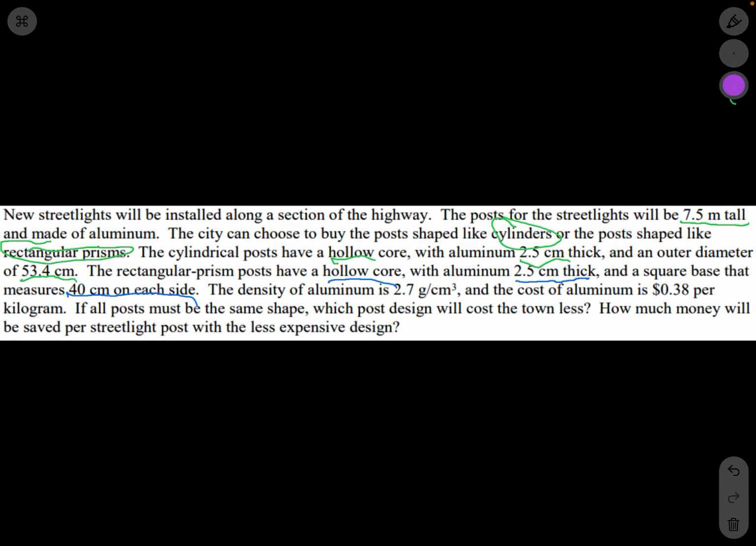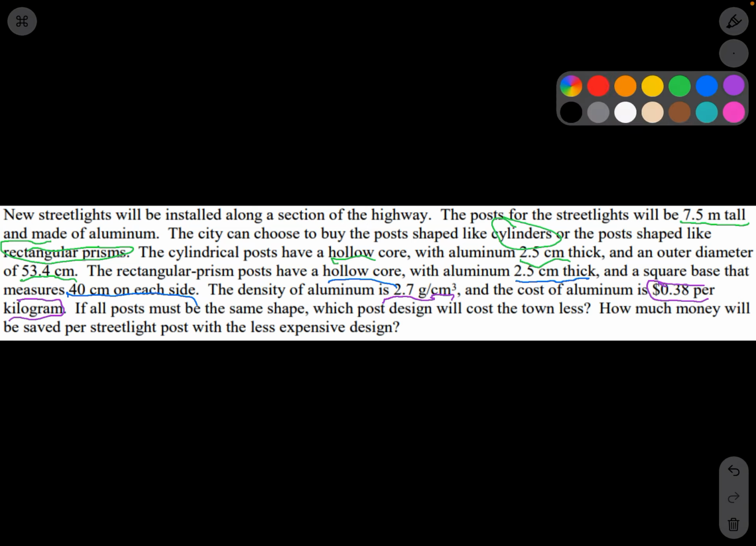The density of aluminum is 2.7 grams per cubic centimeter, and the cost of aluminum is 38 cents per kilogram. If all posts must be the same shape, which post design will cost the town less? How much money will be saved per streetlight post with the less expensive design?